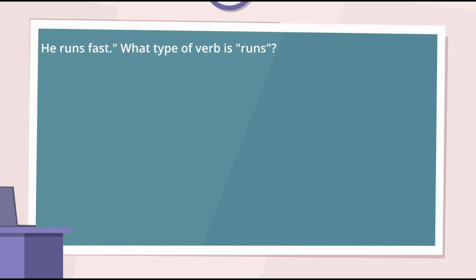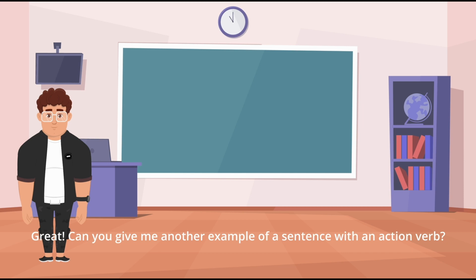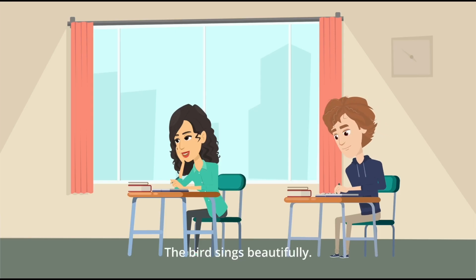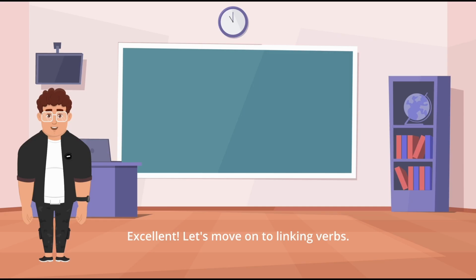What type of verb is runs? Runs is an action verb. Great. Can you give me another example of a sentence with an action verb? The bird sings beautifully. Let's move on to linking verbs.